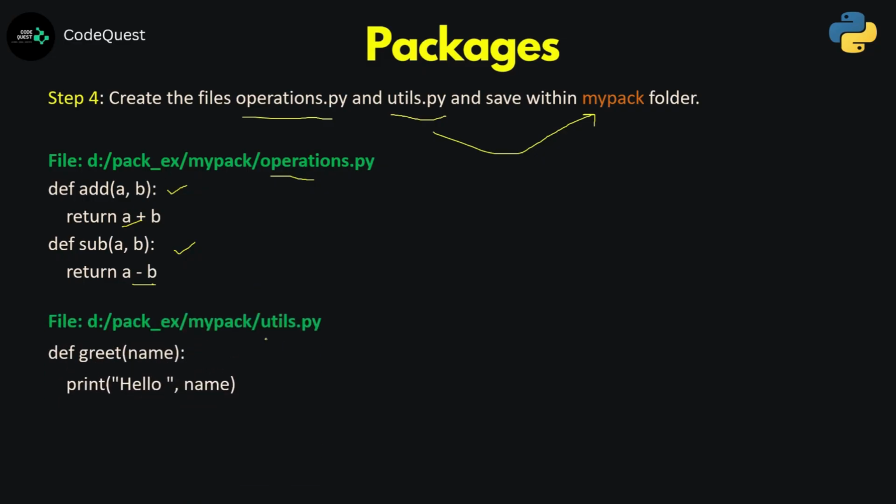Similarly, we have taken the utils.py module where we have defined one function with the name greet, which takes one parameter, say name, and subsequently prints hello followed by that name. So altogether, operations.py and utils.py are the two modules which we are trying to keep within a package which is identified as mypack.